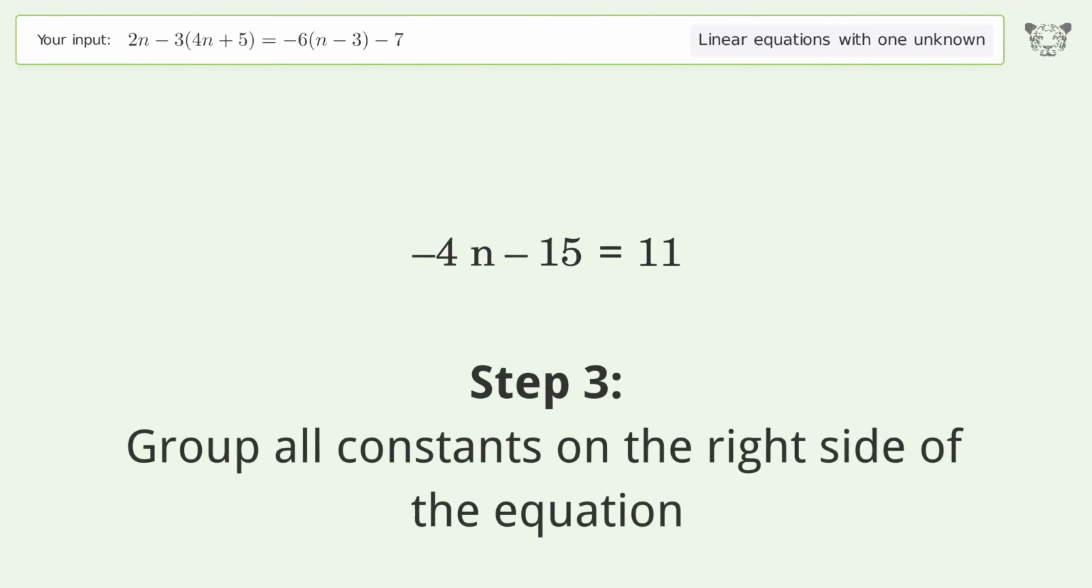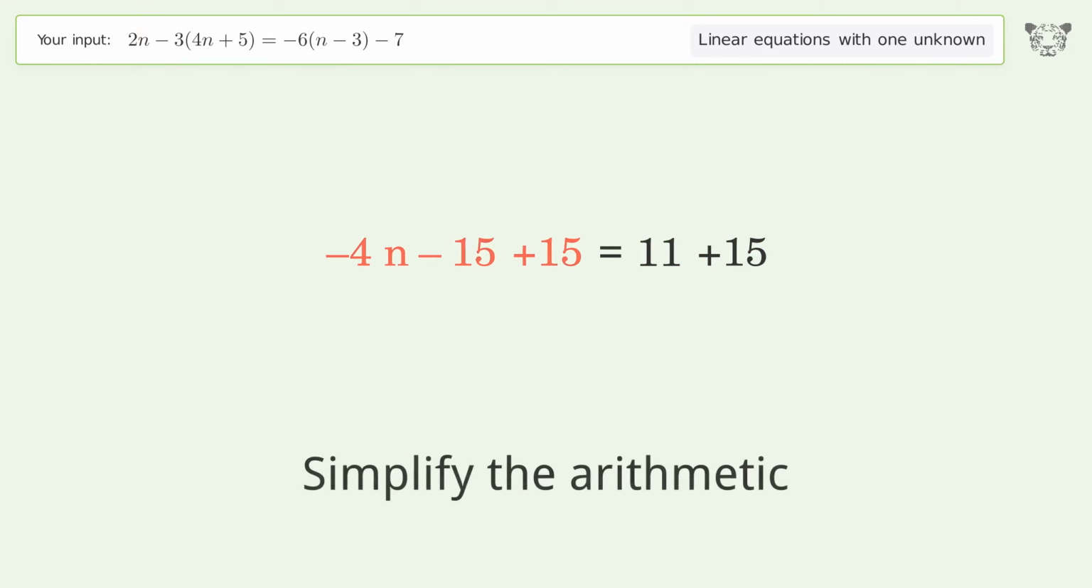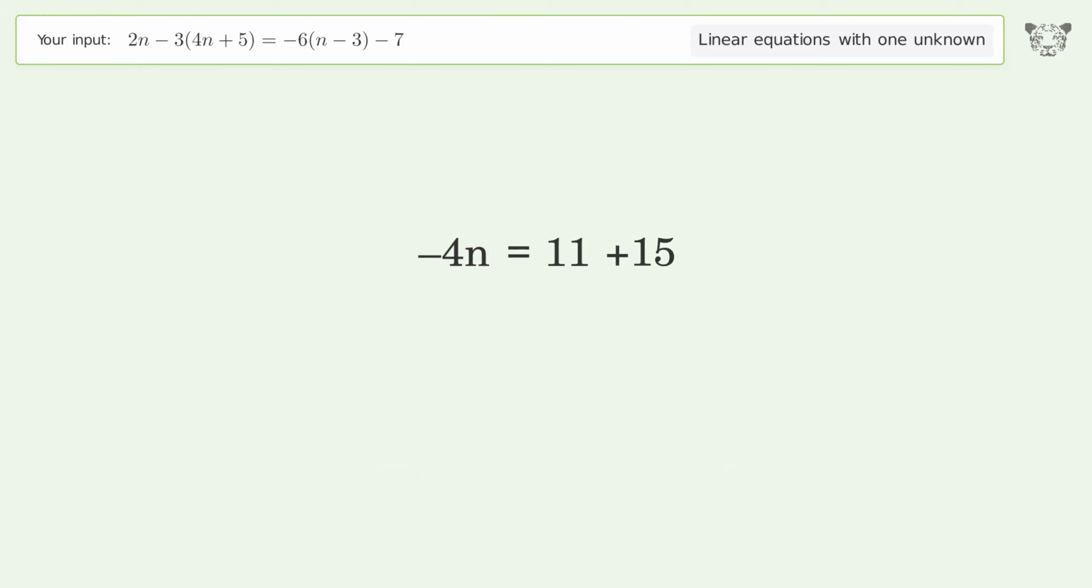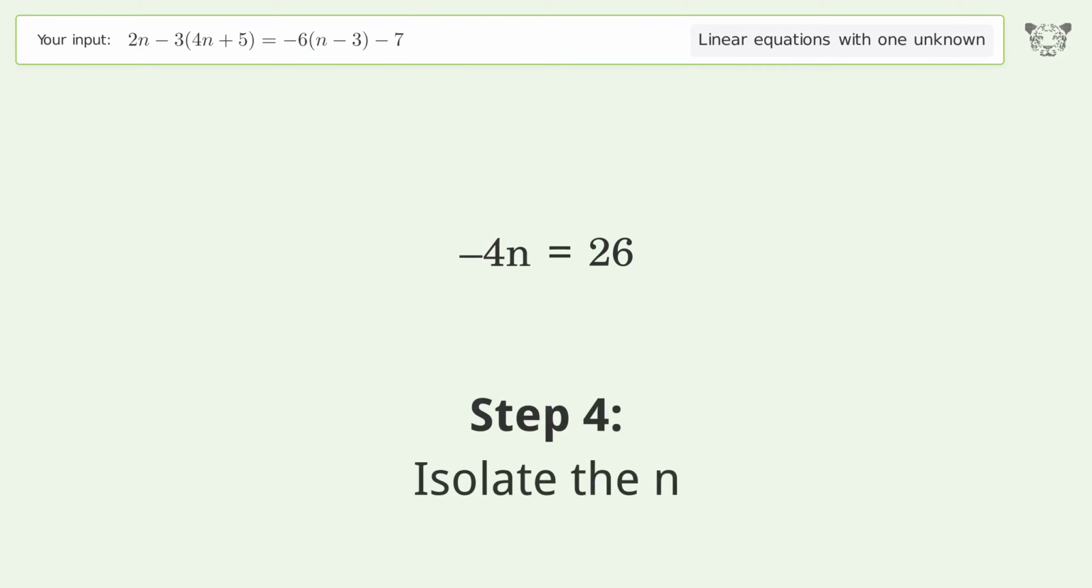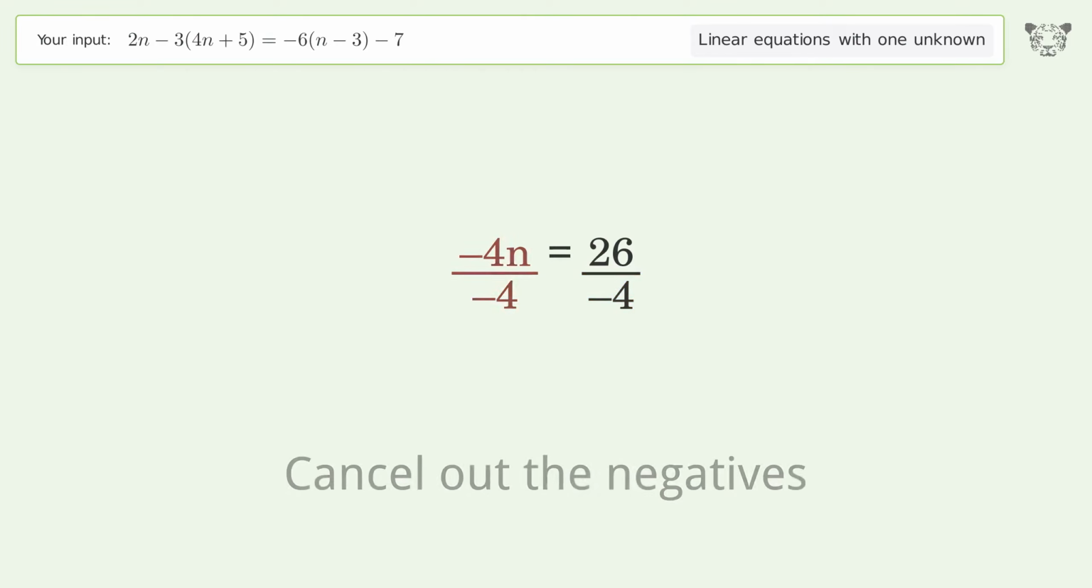Group all constants on the right side of the equation. Add 15 to both sides. Simplify the arithmetic. Isolate the n. Divide both sides by -4. Cancel out the negatives.